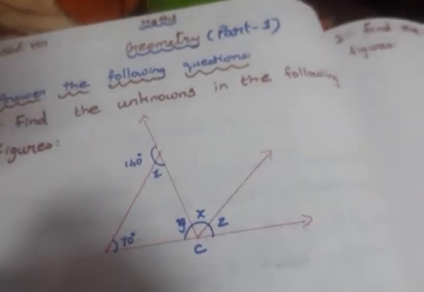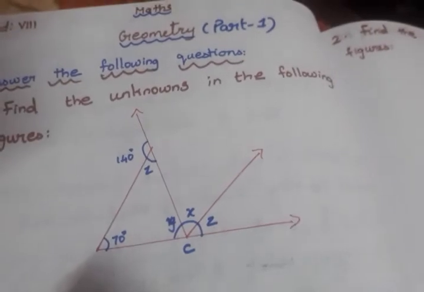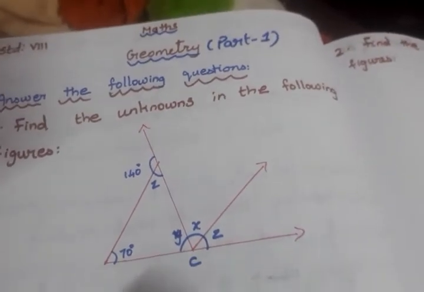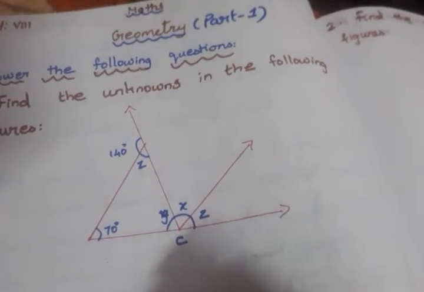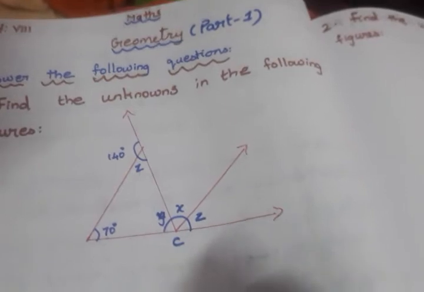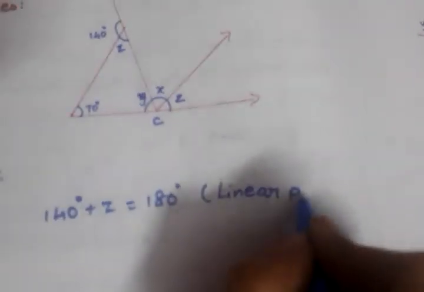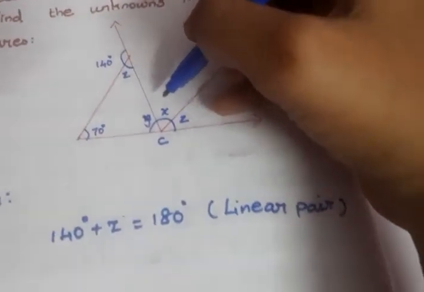So z plus 140 degree, adjacent angles. So sum of the value is 180 degree. So 140 degree plus z equal to 180 degree. This one is a linear pair. So it is adjacent angles. Adjacent angles value 180 degree.